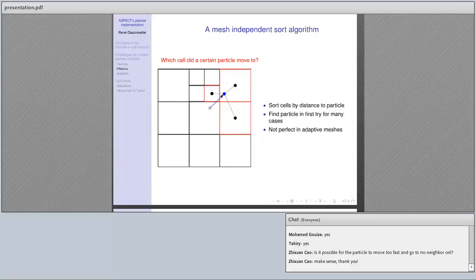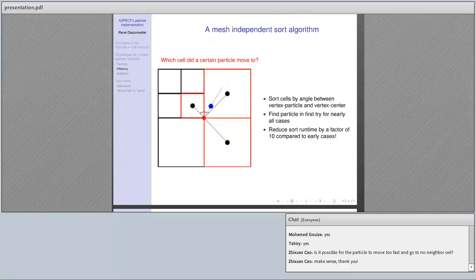However, again, I have drawn the worst case scenario. If you have an adaptively refined cell next to the one where the particle is actually in, the distance to the center of the cell is also smaller. So most likely we will first check the adaptively refined cell and only find the particle in our second try in the next larger neighbor cell. So that's not perfect for adaptive meshes that we want to use for this algorithm. Still, we can do better.